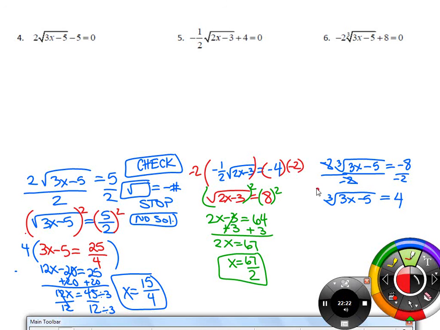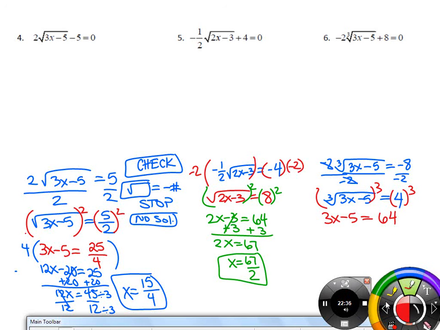And then like you guys said, the difference here is that instead of squaring, we would be cubing. So we're going to have 3x minus 5 equals 64. And then we would keep solving like normal. So we would get that x is equal to 23.